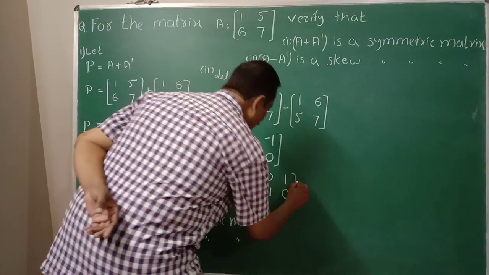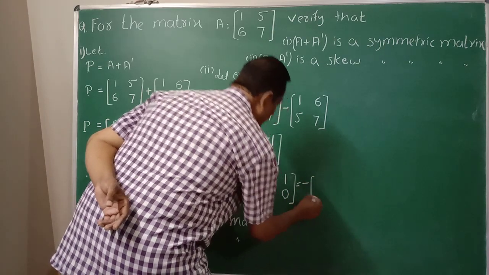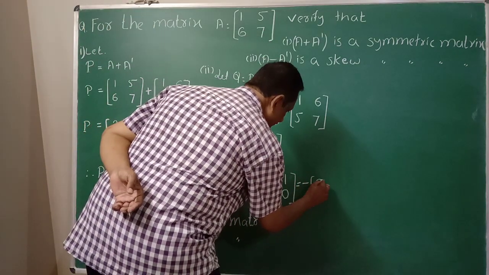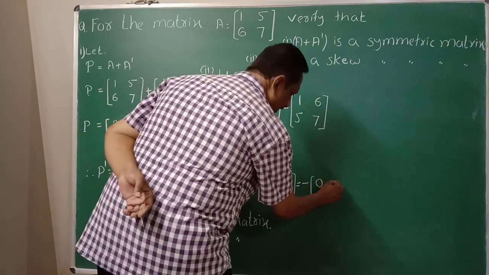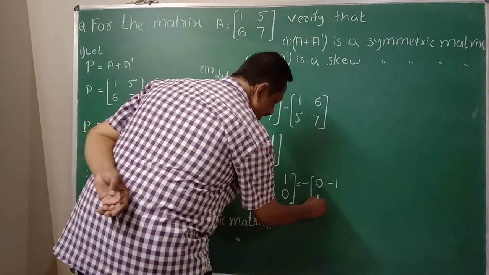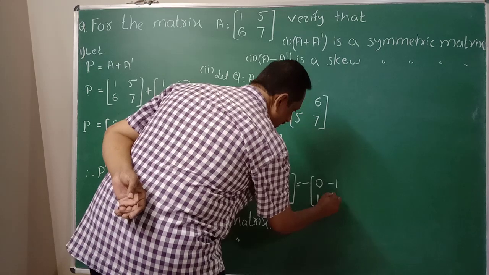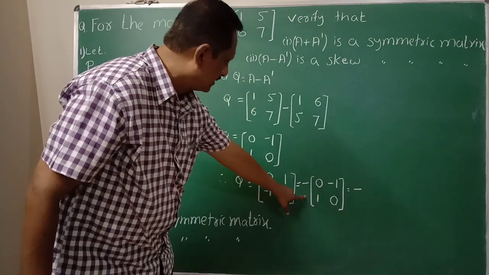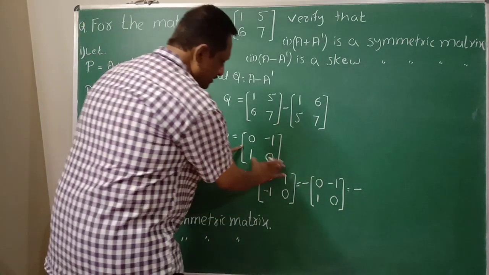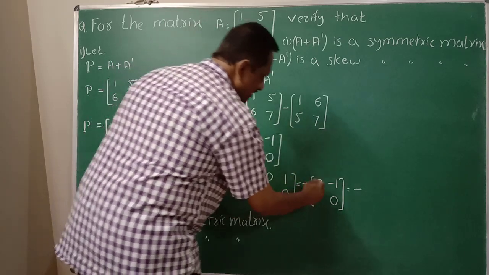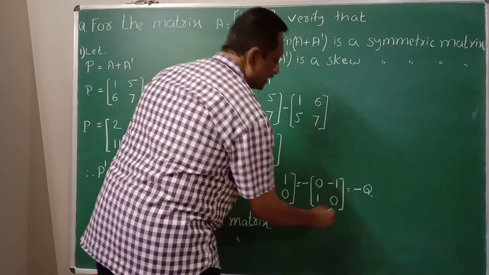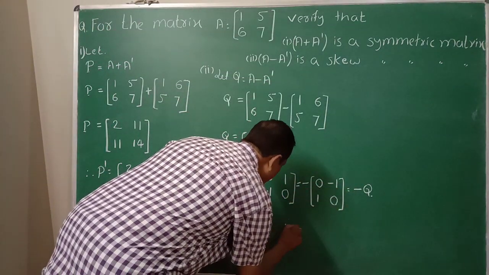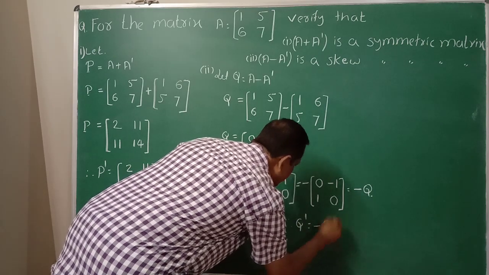Take minus common factor here. So write minus outside. Then the positive term becomes negative, the negative term becomes positive. So write 0 as it is. Plus 1 becomes minus 1. Minus 1 becomes plus 1, and write 0. Therefore this is equal to minus of this matrix Q. So both are the same. So write Q here. So Q dash is equal to minus Q.